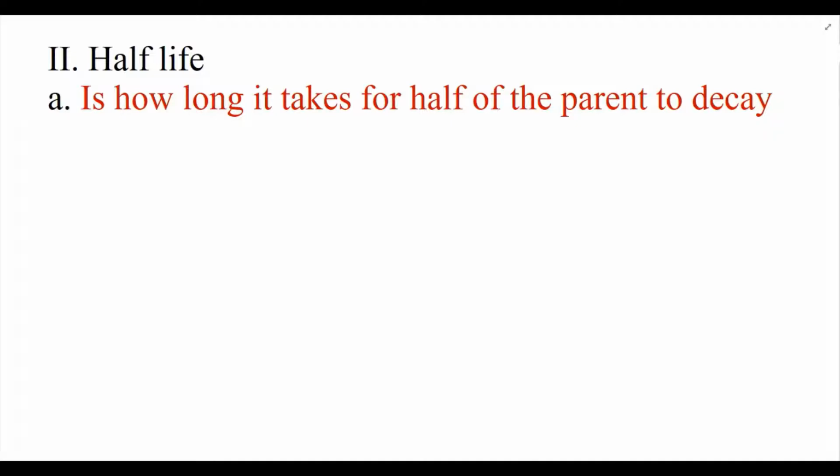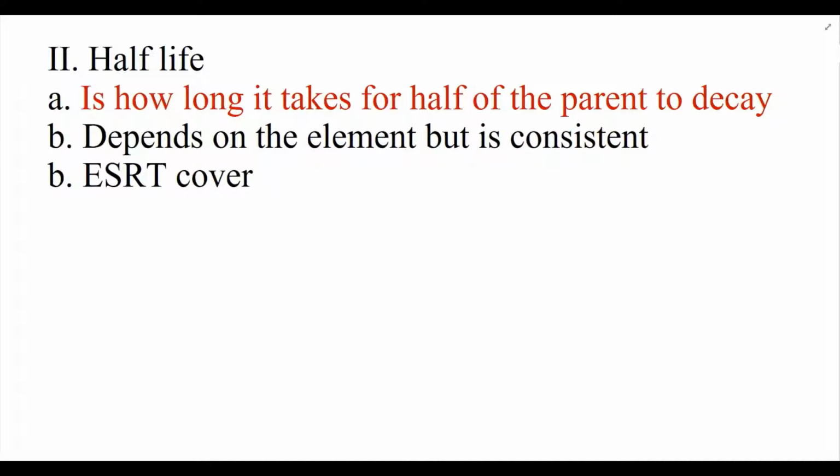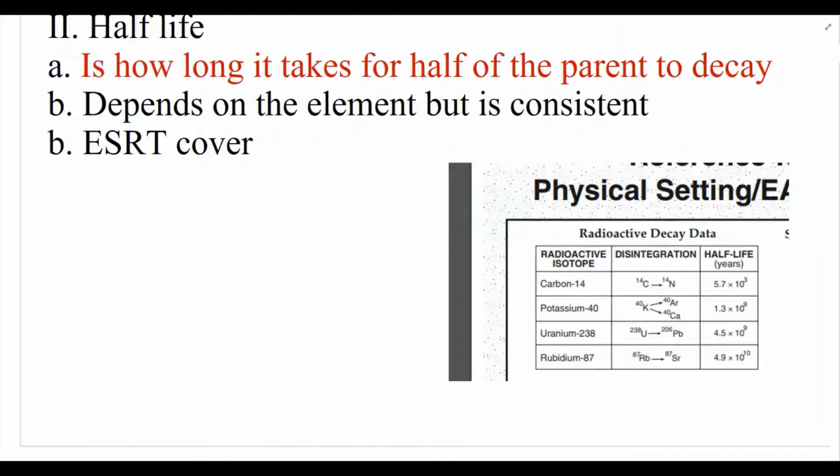Potassium-40 is not the same as carbon-14, but all potassium-40 is the same, all carbon-14 is the same, all uranium-238 is the same, and all rubidium-87 is the same. So one thing you'll notice when you look at the cover of your ESRT, and you look at those different half-lives, is that carbon-14's half-life is 5.7 times 10 to the third, whereas all of the others are times 10 to the 9 or times 10 to the 10.